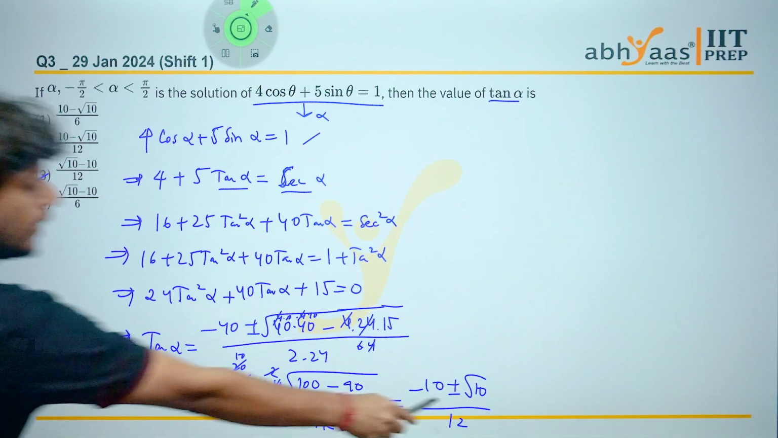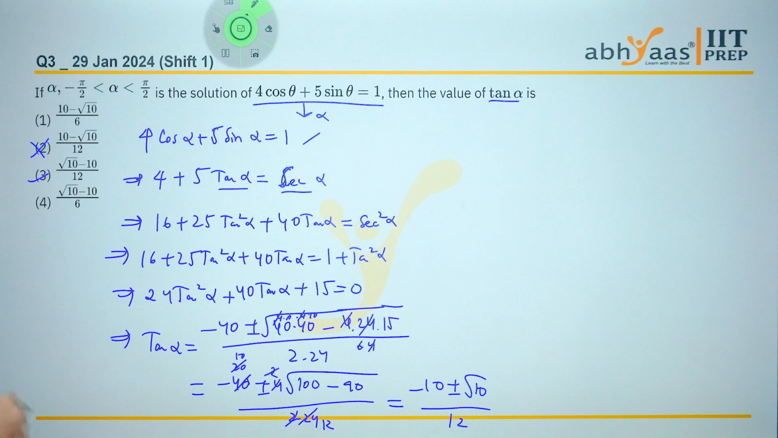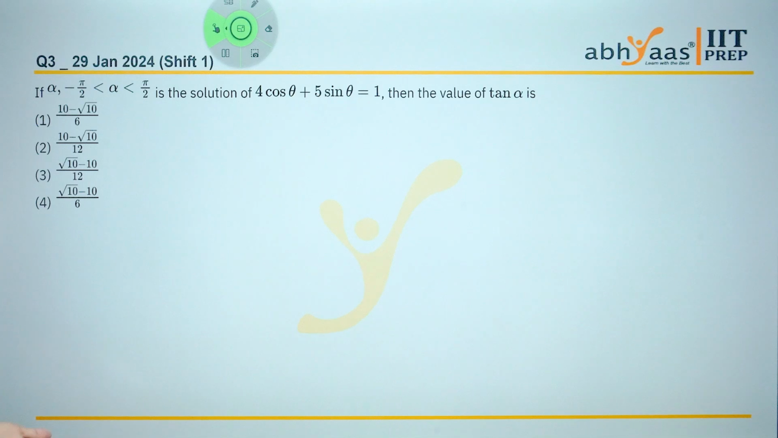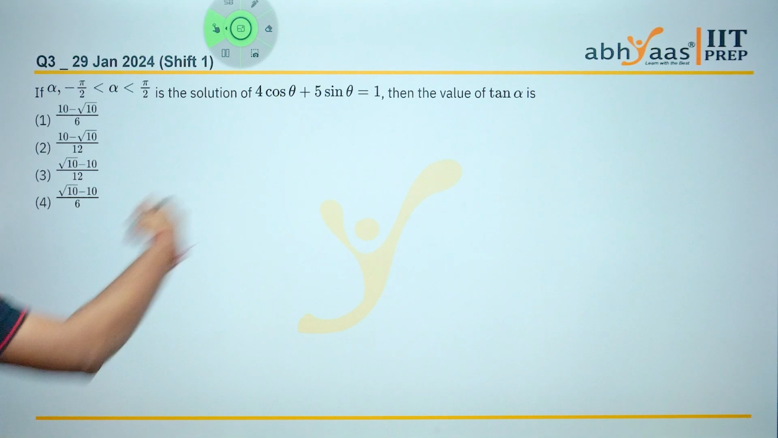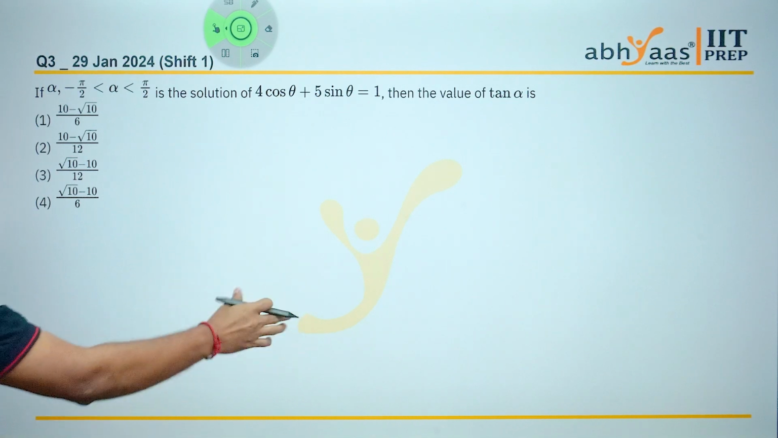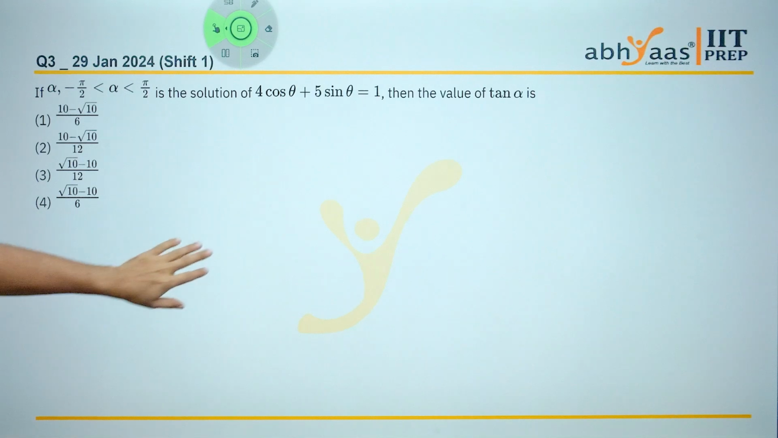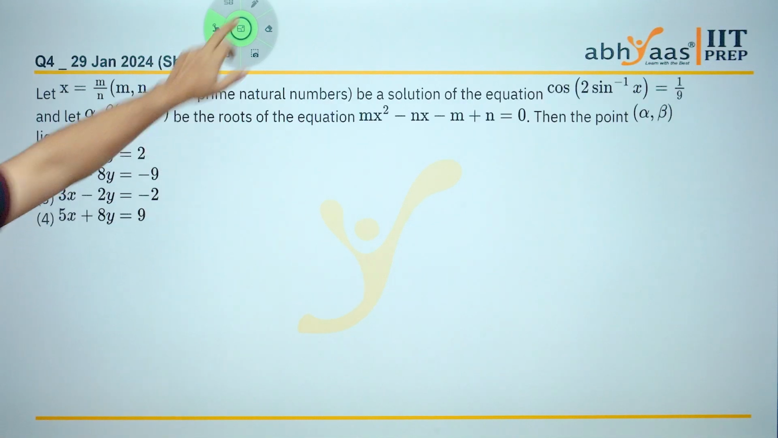Okay guys, so the answer is (root 10 minus 10) by 12. Simple questions only. Trigonometry is not that hard when you understand the formula and when you can implement what is given. It is easy only. So learn formulas and it will be helpful.